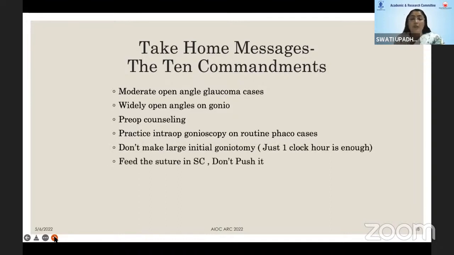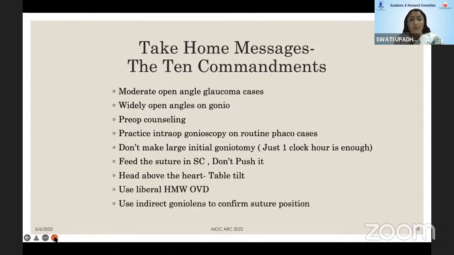Feed the suture in the Schlemm's canal, don't push it. When you feed it into the Schlemm's canal, it will very nicely take its path and come from the opposite side. Keep the head above the heart with the table tilt. Use liberal high molecular weight OVD. Use an indirect gonio lens to confirm suture position, and be patient and perseverant.